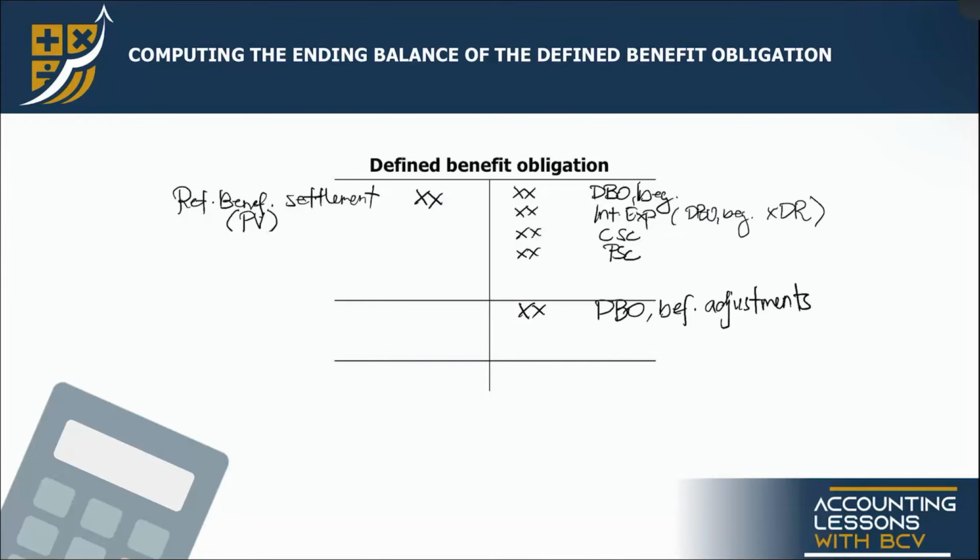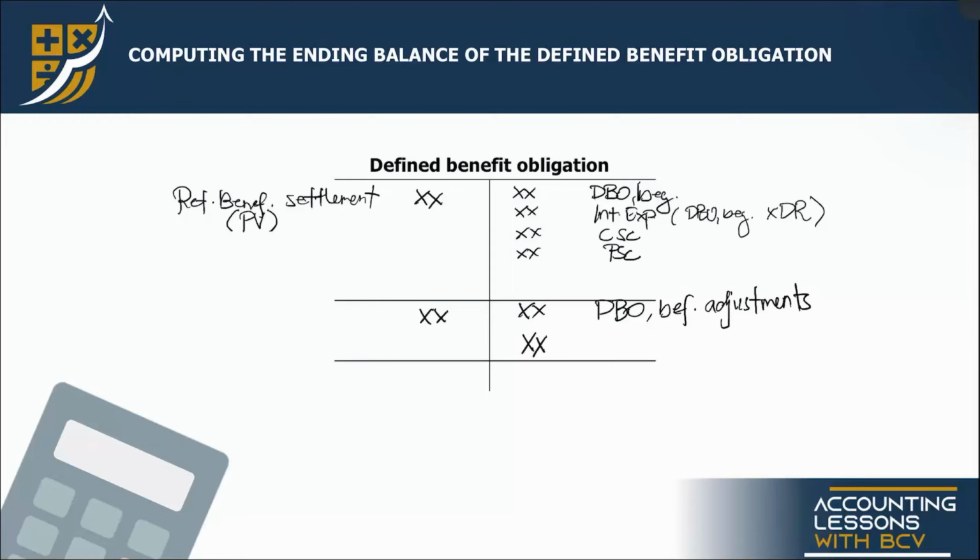Ayan. Magkakaroon tayo dyan ng tinatawag na before adjustments na amount. So when we say before adjustments, that would be before actuarial gains and losses. Okay? So, it can either be magkakaroon tayo ng gain or loss, no? Ayan.